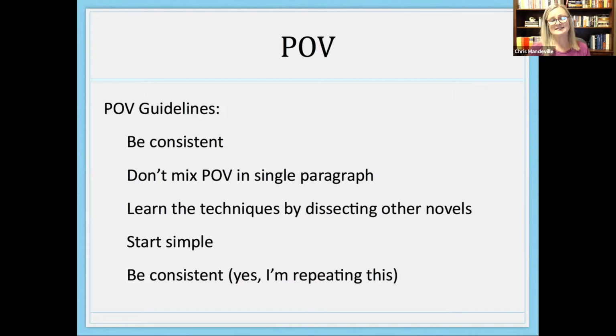Learn techniques like this one that other novelists use by reading other novels. And start simple with your own work. It's no shame to start with one point of view for an entire book for your first novel. And be consistent. Yes, I realize I'm repeating this, but it bears repeating. Consistency internally within your own novel as to your point of view rules is very much appreciated by your readers. It makes your story a lot easier to track and a lot less work for them.